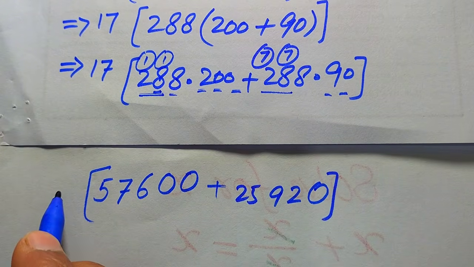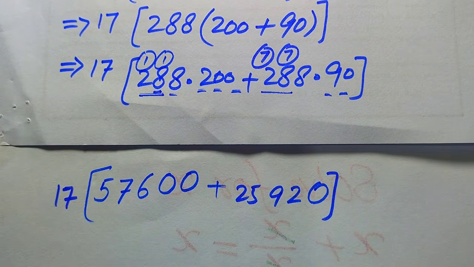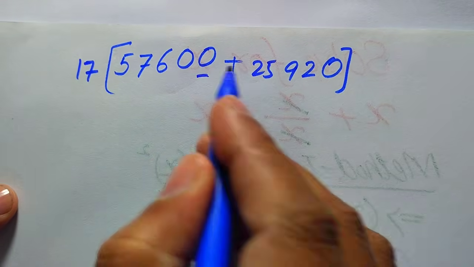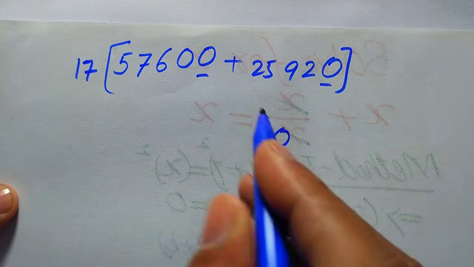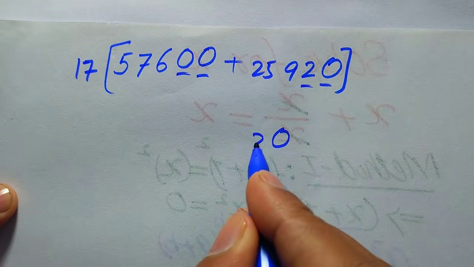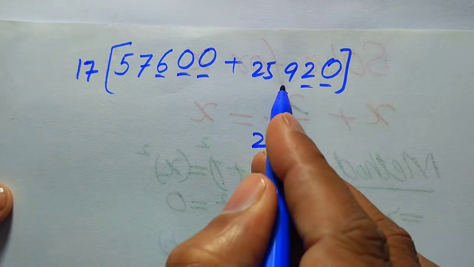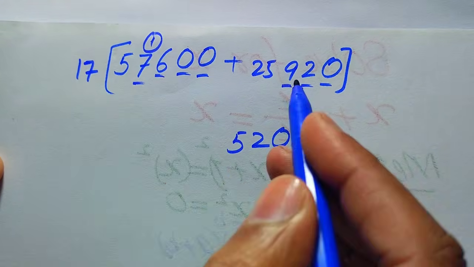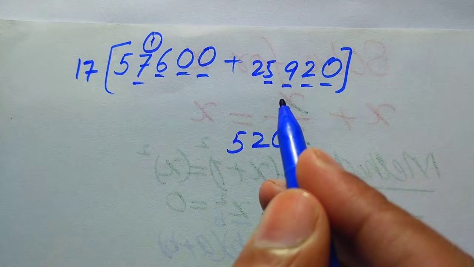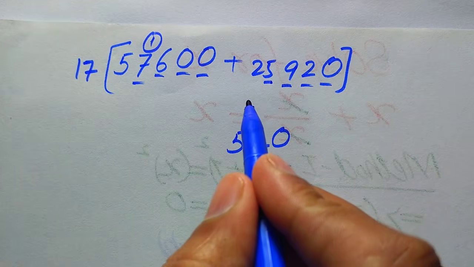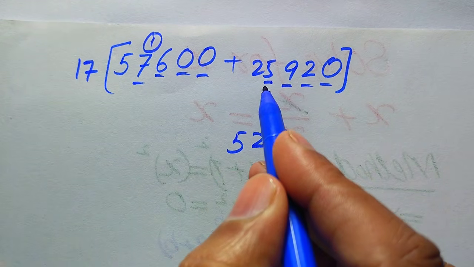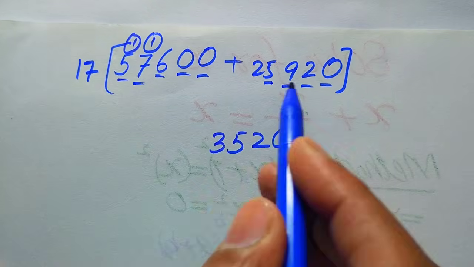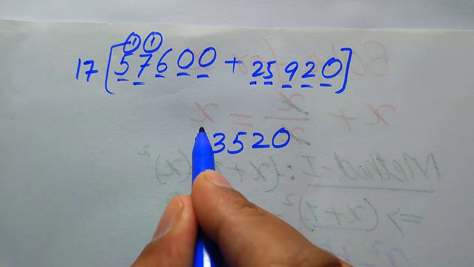So first we need to sum up these two values, and at the last we multiply our resulting answer with the 17. Okay, so here we sum up these values and we get 0 plus 0 becomes 0, and 0 plus 2 becomes 2, and 6 plus 9 becomes 15. We write 5 and carry 1. So 7 plus 5 becomes 12, and 12 plus 1 is 13. So we write 3 and carry 1. So 5 plus 2 is 7, 7 plus 1 becomes 8.